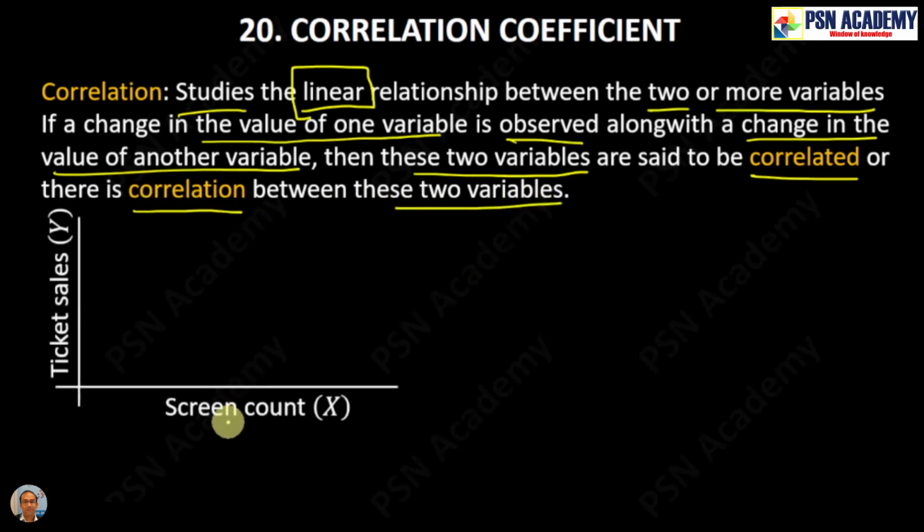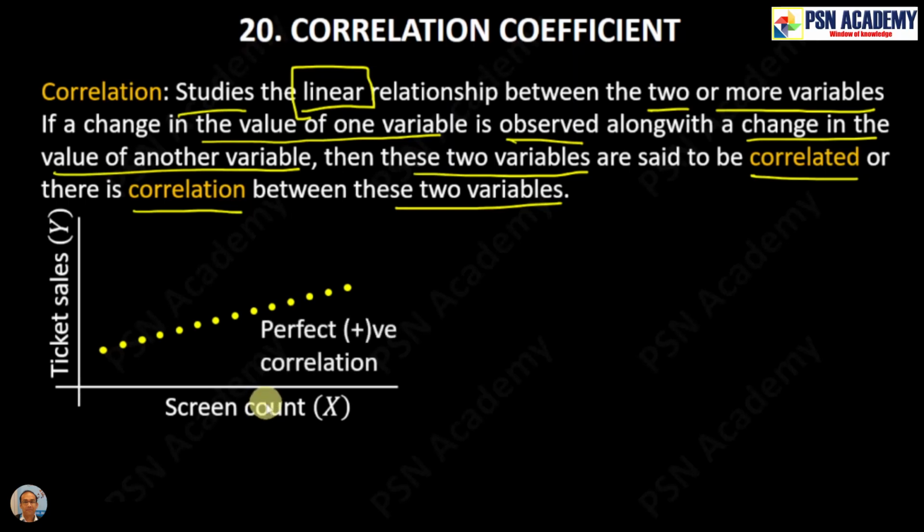Say this side is screen count and this side is ticket sales. Now you can see the dots over here, and we can see a trend line moving upwards when the value of x is growing larger and larger. That means whenever the screen count is getting higher, the ticket sales also go high, right? And this we call perfect positive correlation. Why perfect? Because these data points lie on a straight line. It is not like some data point is here, some here, some here, like that. Now, why positive? Because x and y are moving in the same direction.